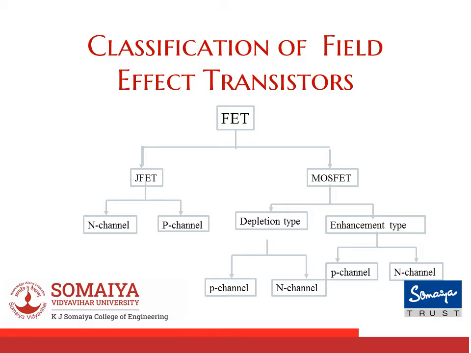So let's begin with classification of field effect transistors. Field effect transistors are the transistors whose current is controlled by applying an electric field at the input. Field effect transistors, that is FET, can be broadly classified into two types: junction field effect transistor, that is JFET, and metal oxide semiconductor field effect transistor, that is MOSFET.